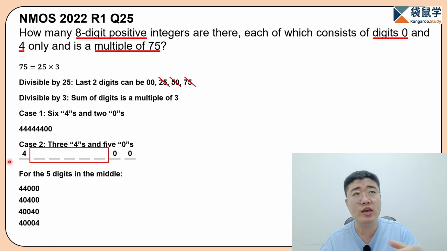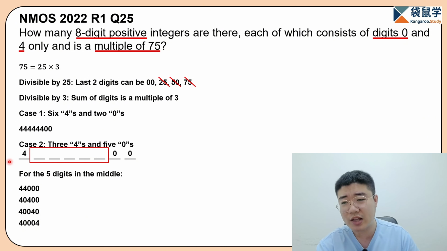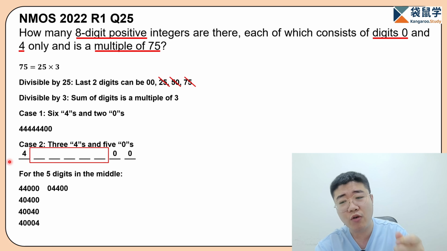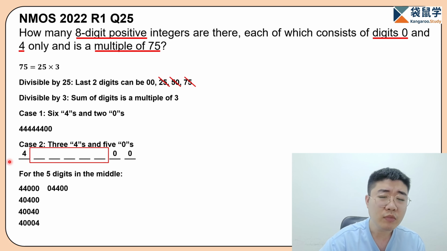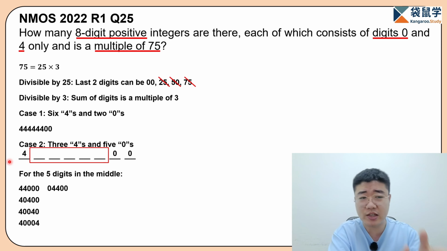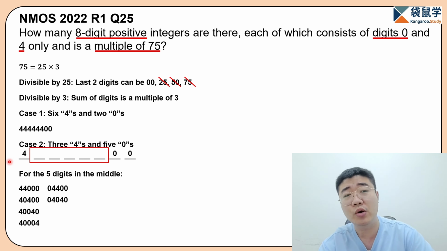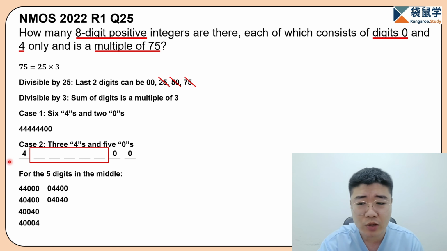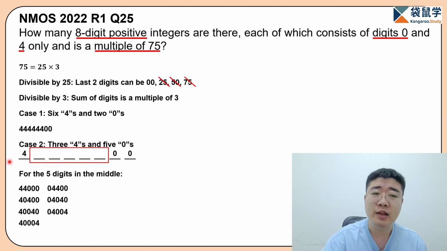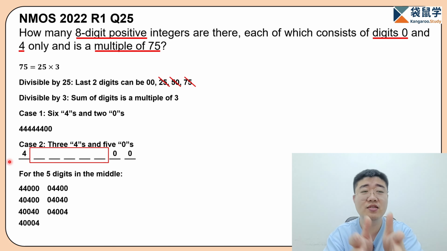Now, this is where one of the digit 4 is at the first position. So of course we can shift the position one more time. We can put one of the digit 4 at the second position here. So then it becomes 04400. If we keep this at the second position, then we can shift the position of the other digit 4. So it can be 04040, or you can shift it one more time. It becomes 04004.